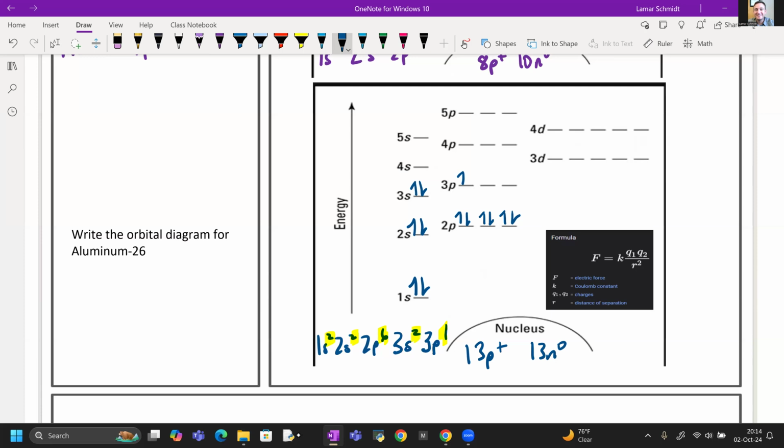All right, so that is how we draw the orbital diagram. Of course, I added some things with showing aluminum 26. We showed the nucleus, and then we also showed all those electrons outside of the nucleus by energy level and then also by spin.